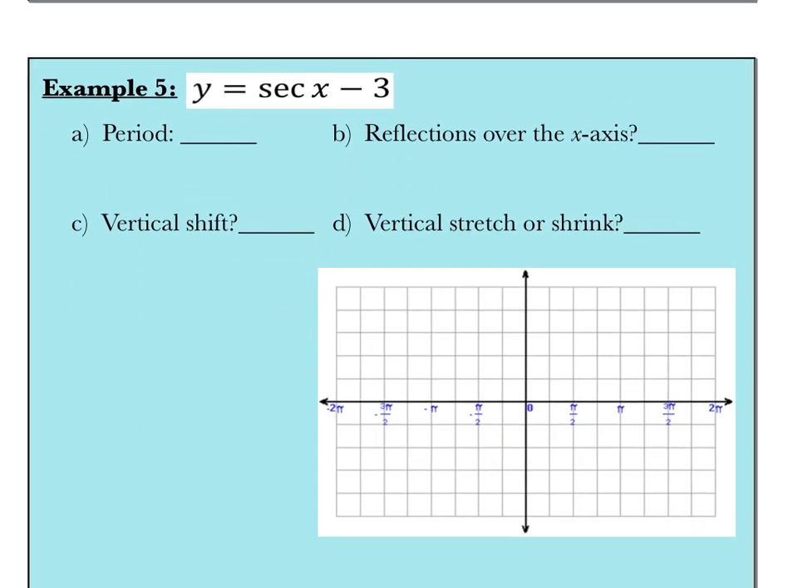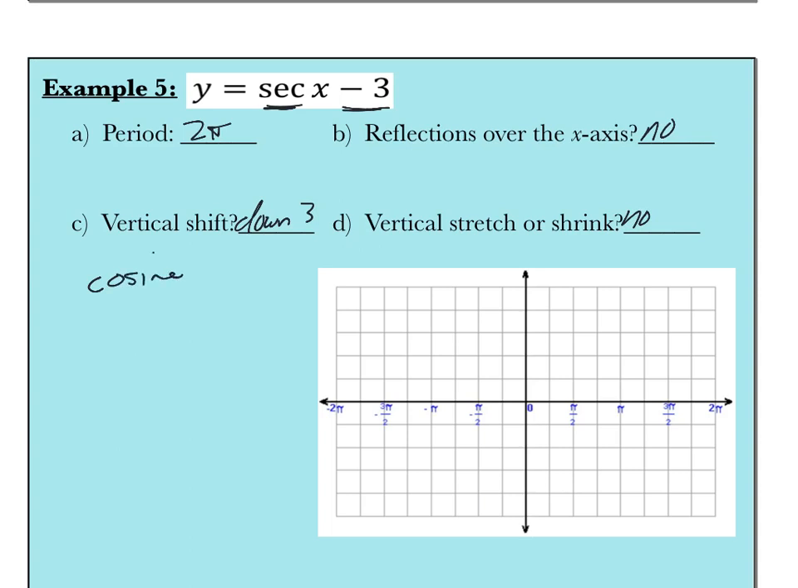All right, so secant of x, but I put a negative 3 out there. So that's still going to be 2 pi. No reflection, even though it's a minus. It's not a minus in front. Vertical shift, yes. I'm going to take this whole thing and move it down 3 with no vertical stretch or shrink. Okay, so it's secant, so I want cosine.